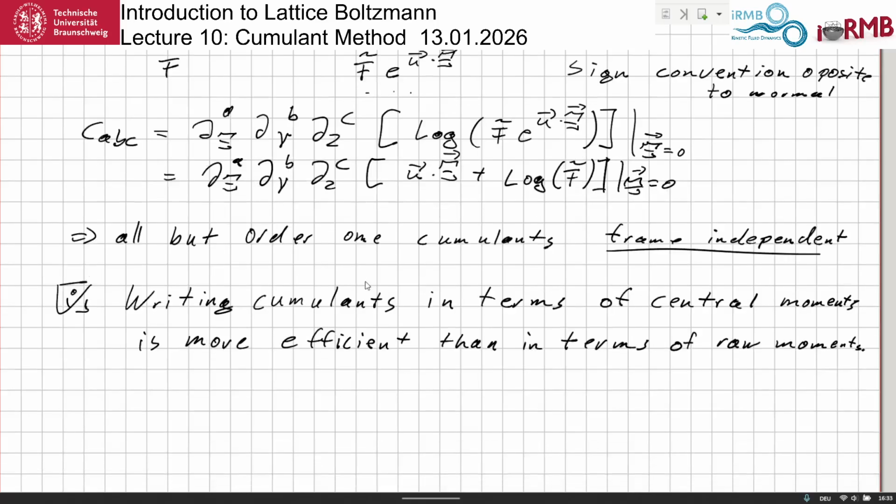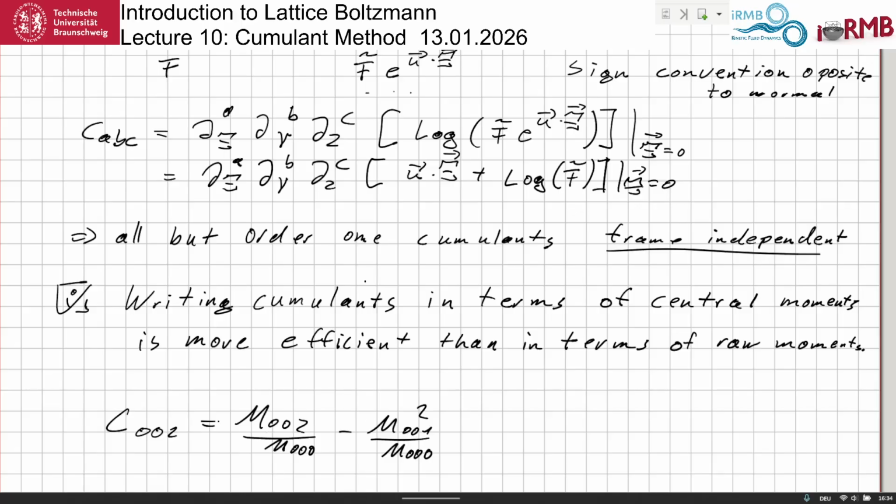So let me show you what I mean. We have C002 is equal to M002 divided by M000 minus M001 squared divided by M000. So this is coming out of the above.